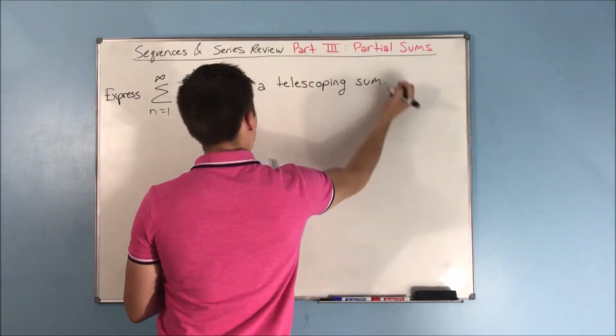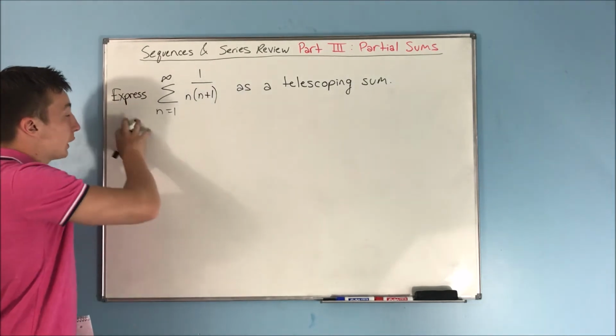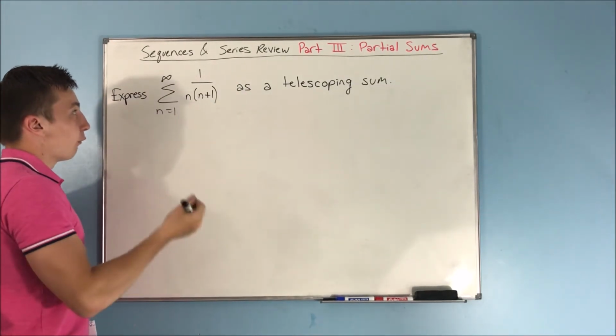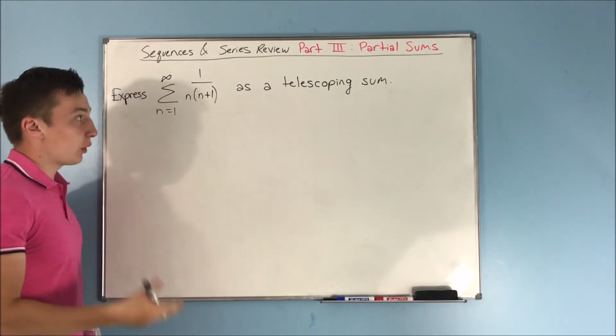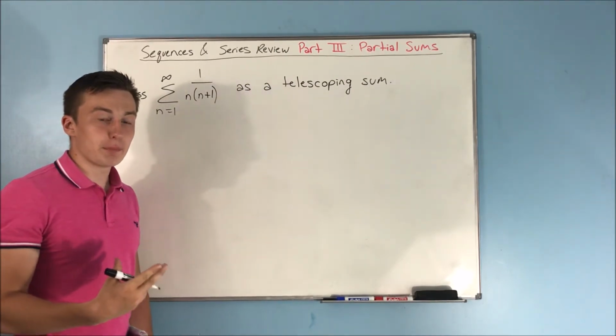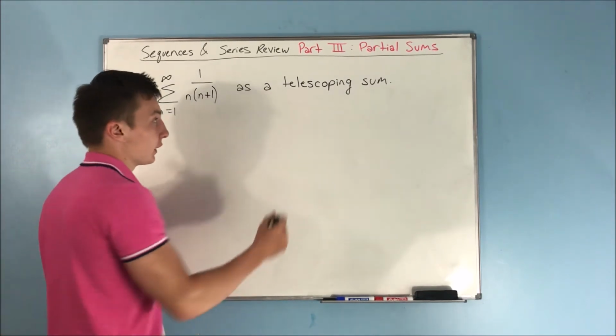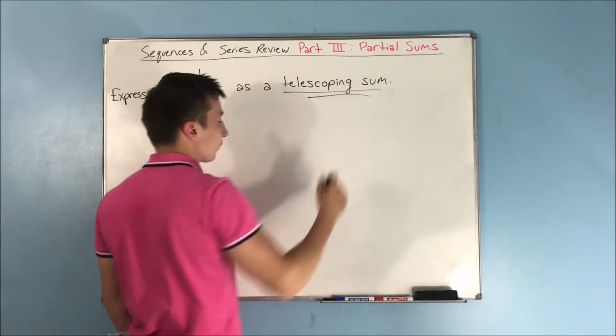Now what if we were asked the question to express the series from n equals 1 to infinity of 1 over n times n plus 1 as a telescoping sum. Now, first off, we need to remember what a telescoping sum is. Okay, what does this mean?